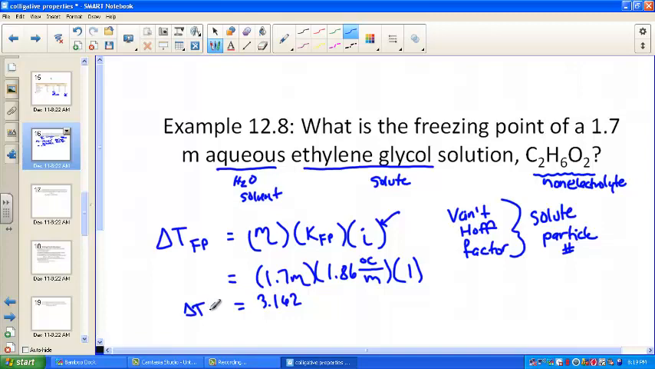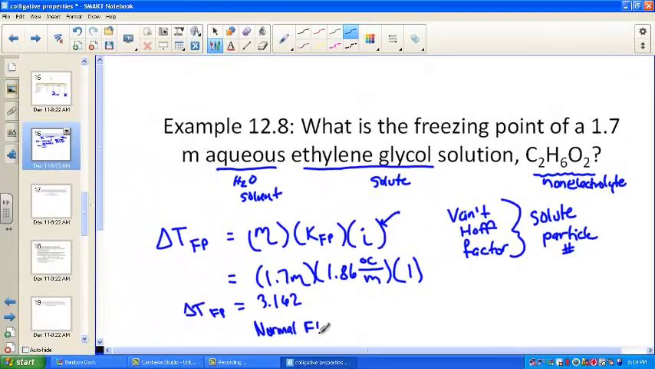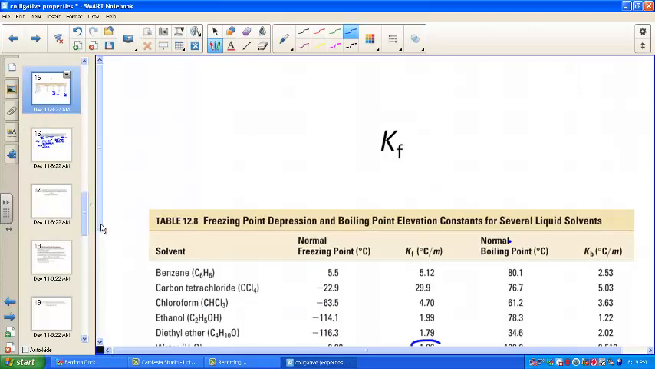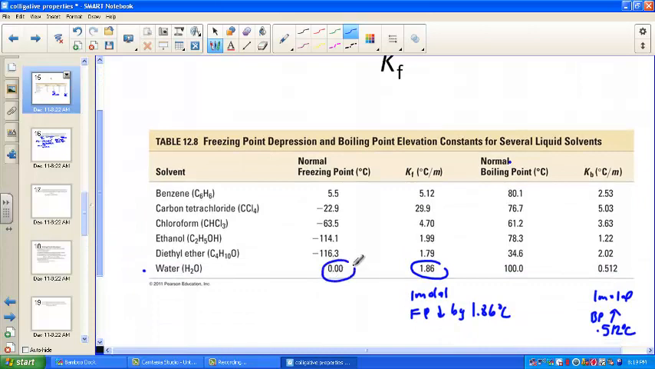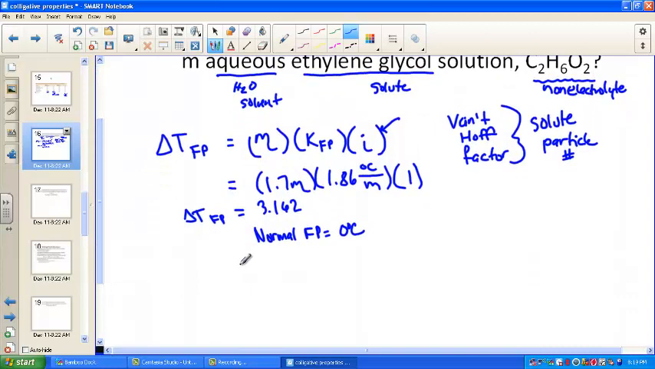Now keep in mind that's not our final answer. That's how much the freezing point changes by. We know the normal freezing point of water is 0 degrees Celsius. And again, that was from our previous slide if you didn't know, but I think we do. Water freezes here at 0 degrees. And that might be unique depending on what solvent you're using, we should know the normal freezing point. And if water freezes at 0, freezing points depress and it depressed by 3.162 degrees.